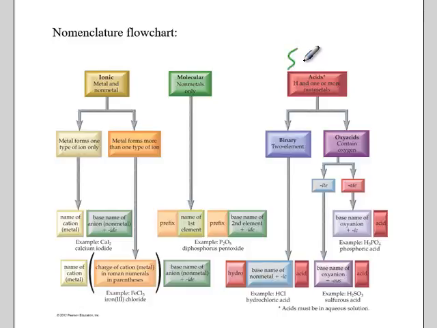And the first thing you want to do is identify what kind of chemical do you have. And remember, if the chemical starts with an H, then it's most likely going to be an acid. If it doesn't start with an H, then you go to the middle column, which is molecular compounds. And molecular compounds are made up of only nonmetals.